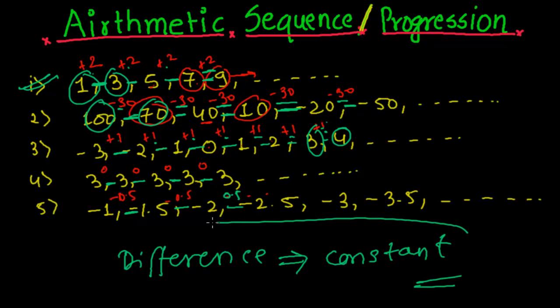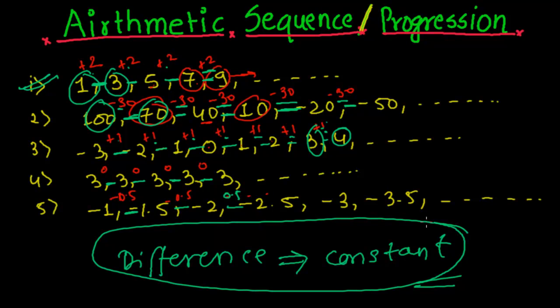If the difference between the 2 points is constant in any sequence or progression, that sequence or progression is known as the arithmetic progression, right? Means the difference is constant, then we can directly say that sequence or progression is arithmetic. Keep it in mind, arithmetic.